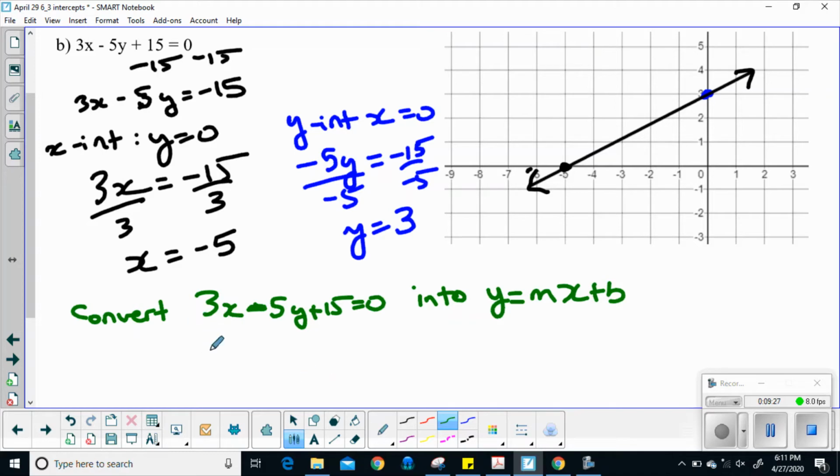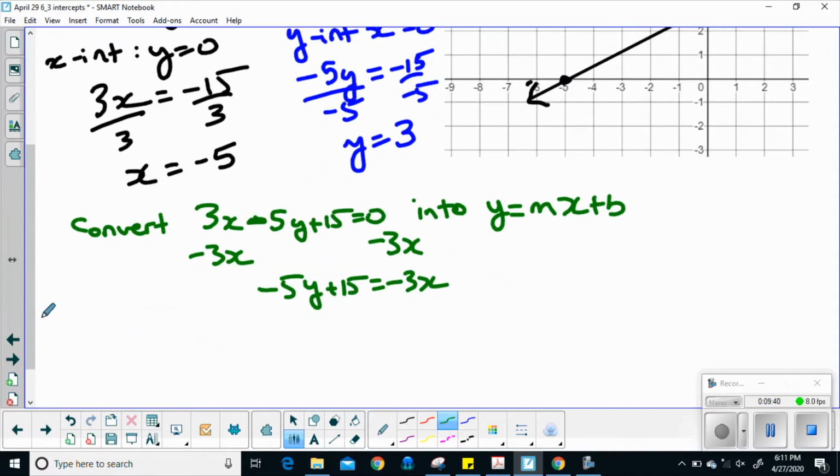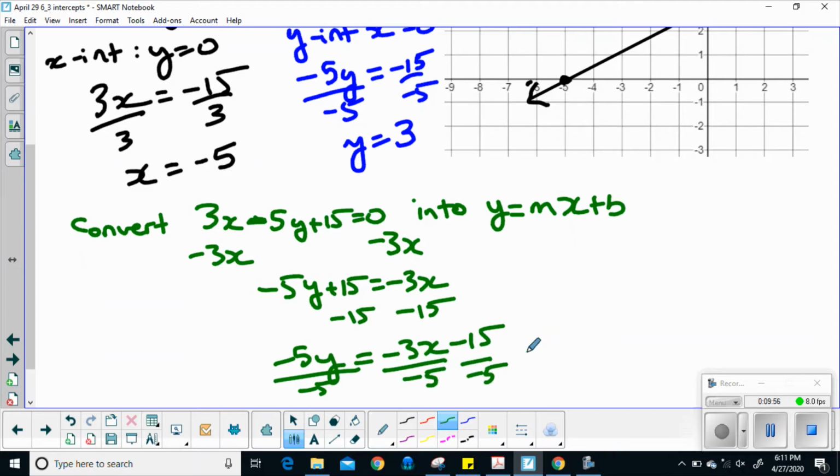So to do that, we're going to minus 3x from both sides. So that leaves me with negative 5y plus 15 equals negative 3x. Okay, let's keep going. Now I want to move my 15 to the other side. Minus 15, so you get negative 5y equals negative 3x minus 15. Let's finish it off by dividing each term by negative 5. So that'll give me y equals, it's now positive, 3 over 5x plus 3.